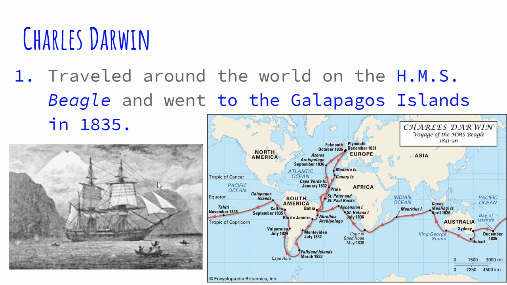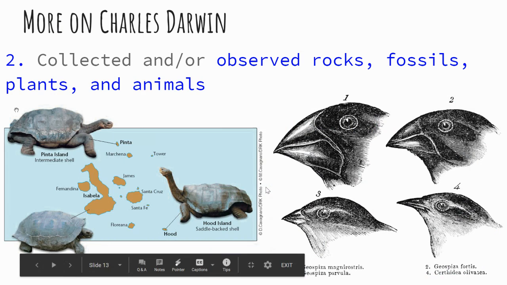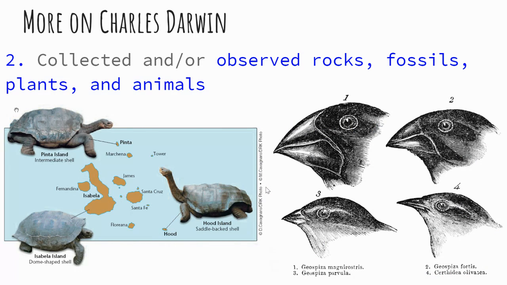He travels to the Galapagos Islands, and that's the main place where he starts making a lot of discoveries. The Galapagos Islands are off of the coast of South America. They're right here. He took the boat, the HMS Beagle, to get to the Galapagos Islands. Now, once he was at the Galapagos Islands, he looks at all different types of things. He looks at fossils, he looks at rocks and plants and animals. Some of the main animal species he looked at were tortoises and finches, which are a type of bird.